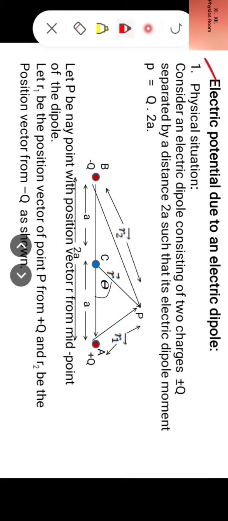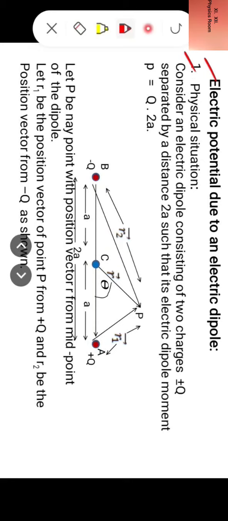and due to multiple charges at a given point is equal to the algebraic sum of the electric potential due to each charge. Okay, and now today we take up electric potential due to an electric dipole, which has two charges only, plus Q and minus Q. Now let us see how it comes out to be a physical situation.